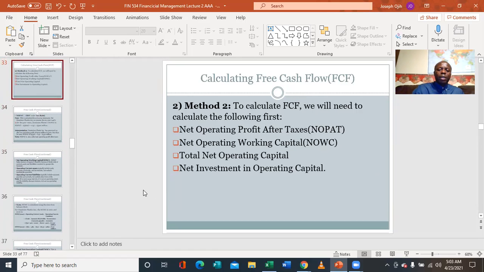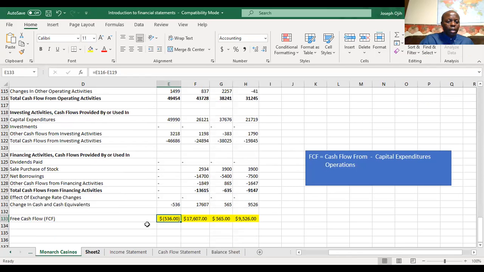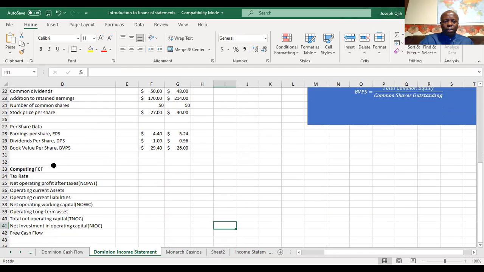So let's begin with the first one. Let us calculate net operating profit after taxes. For that, I'm going to take you to the company we're using, Dominion Plastics, and their income statement, where we put most of the information we need. To make things easy for us, I have already put in all this information, the tax rate. So let's assume that the tax rate is 40%.